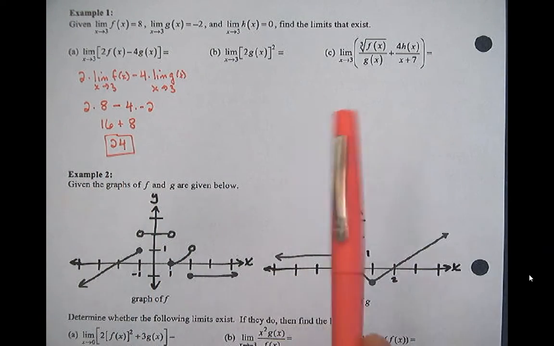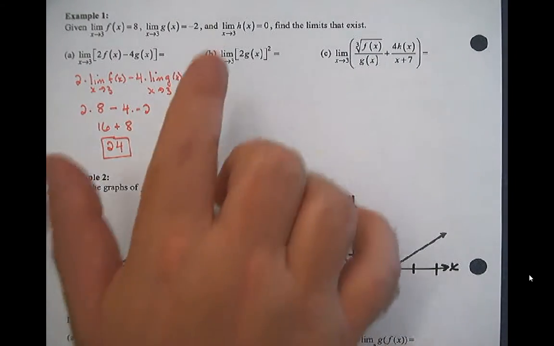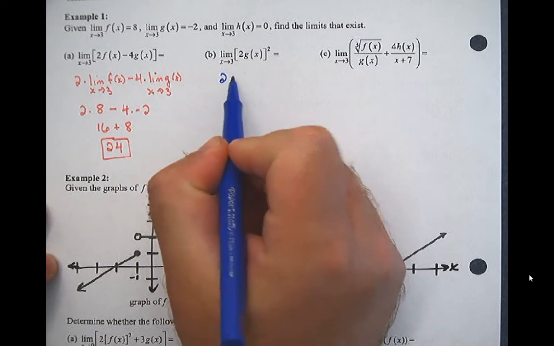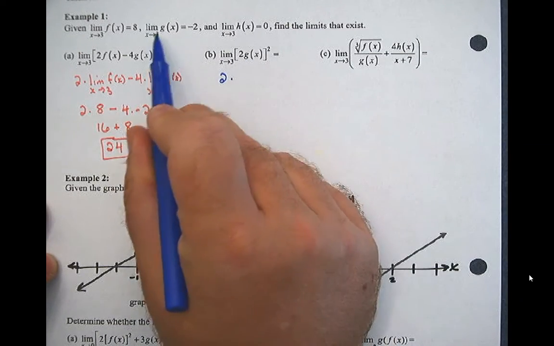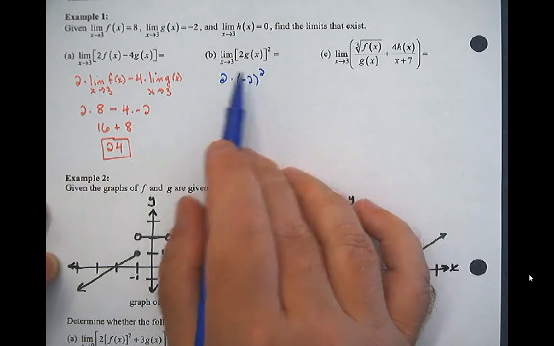Let's see if you can rewrite this one. Nah, never mind. I'm not even going to make you rewrite it. Go ahead, pause, try to do that one. Let's see how you did. This would be the same as 2 times what they say the limit of g of x was, negative 2. Make sure that you put that in parentheses, because that's going to be 4.